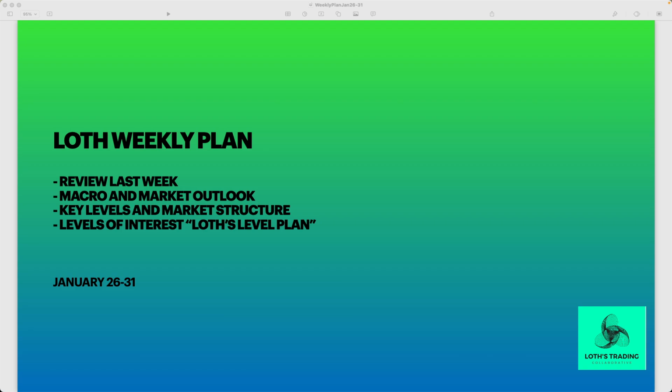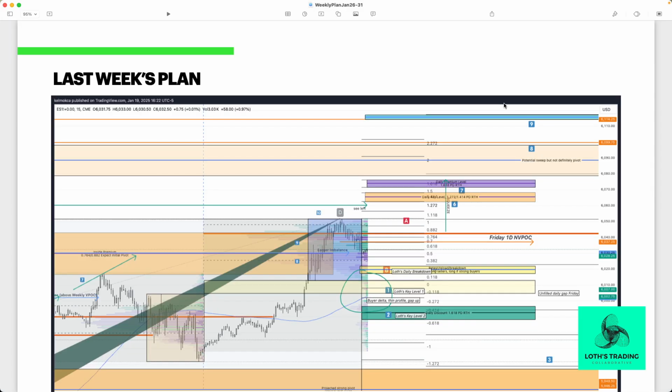So let's go into the plan from last week. If you watched the video from last week, we drew up this plan, pretty much looking at the weekly volume profile, and we identified key areas where the market may move towards and where you may watch for rotation once the market has come back to sweep some liquidity.